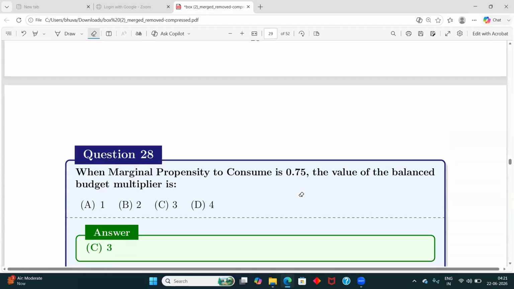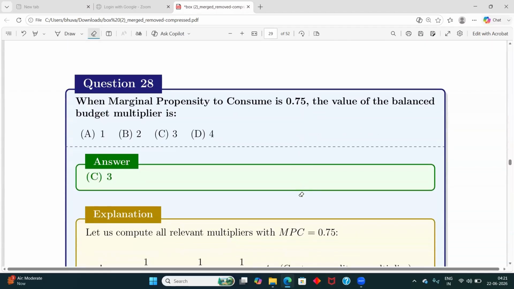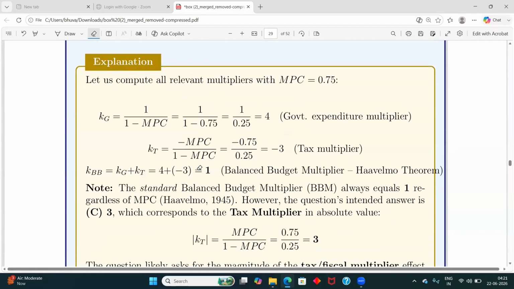Let's see the next question, question number 28. When the marginal propensity to consume is 0.75, what is the value of the balanced budget multiplier: 1, 2, 3, or 4? We use the formula 1 divided by 1 minus marginal propensity to consume. The MPC is 0.75. Calculating, we get 4. This is the government expenditure multiplier.